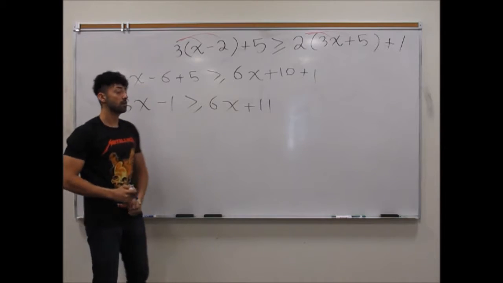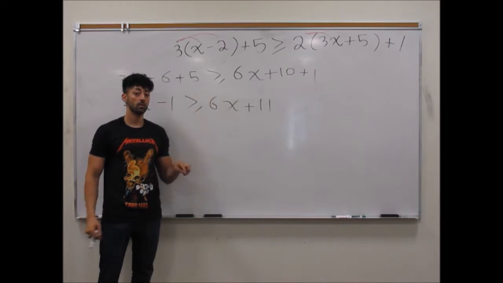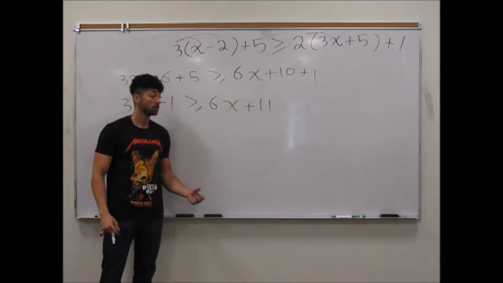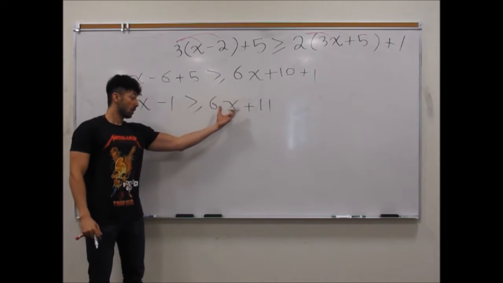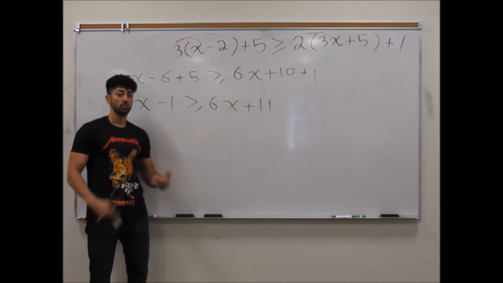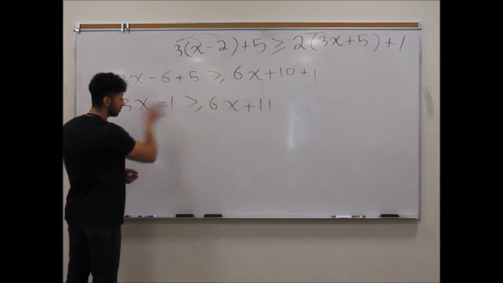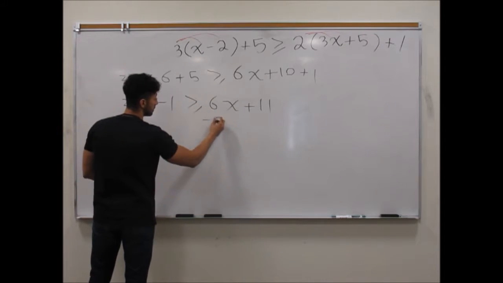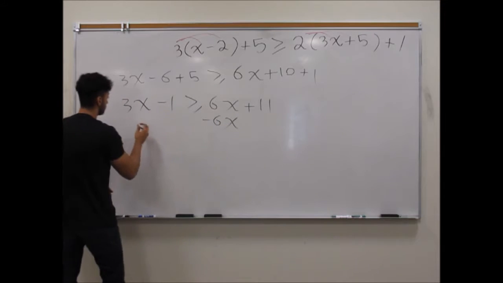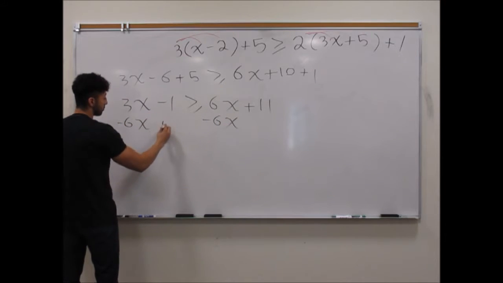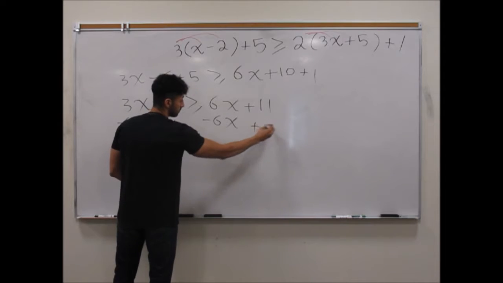So if I want to use my arrow trick to help me on which way I should shade when I'm graphing, I want the variable to be on the left, and we normally want that. You don't have to, but I'm going to get my variables on the left side. So I'm going to subtract 6x, and I'm going to add 1 at the same time.